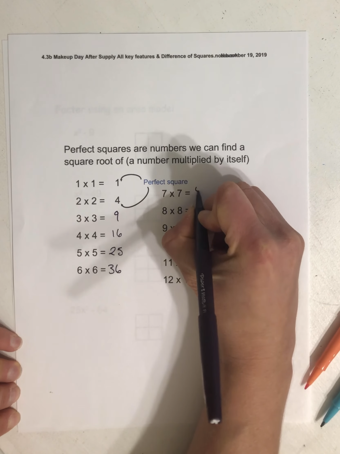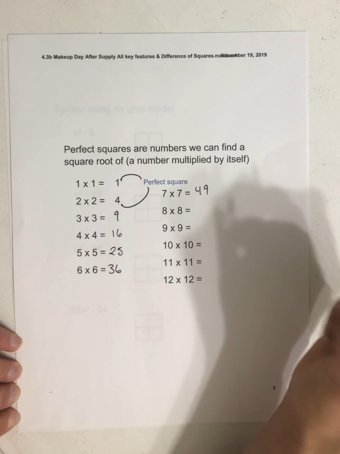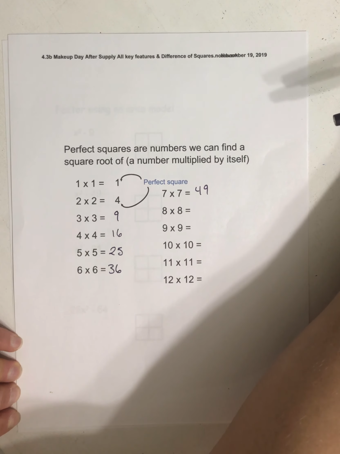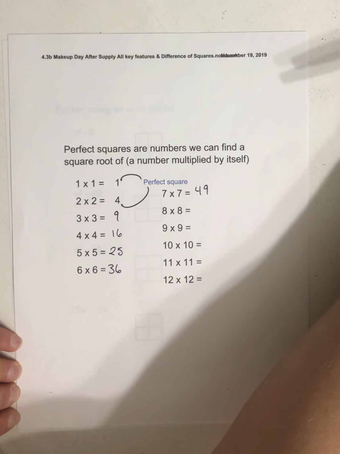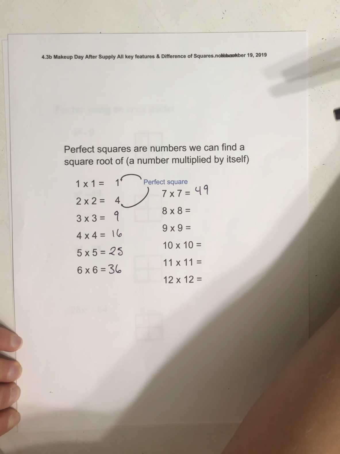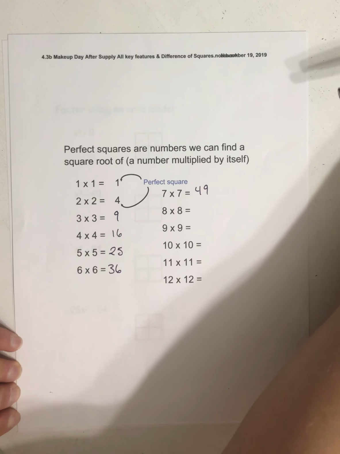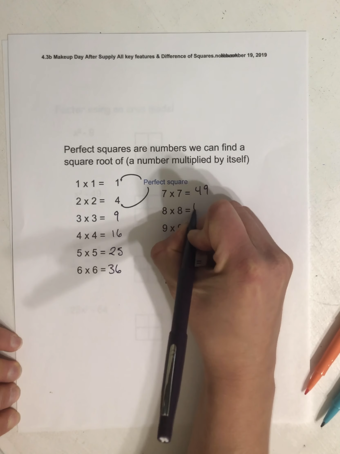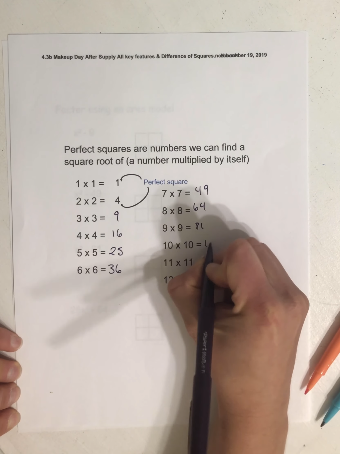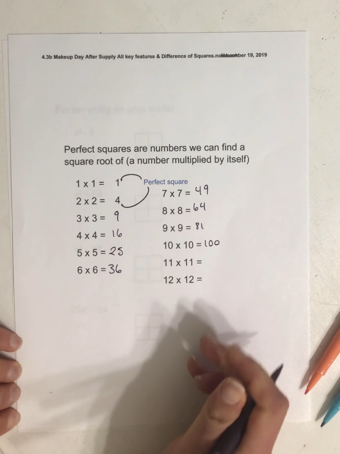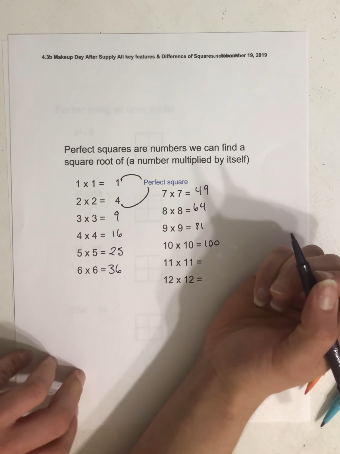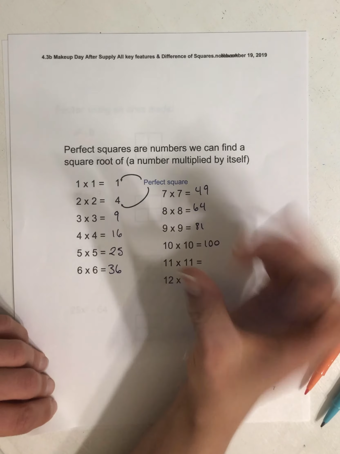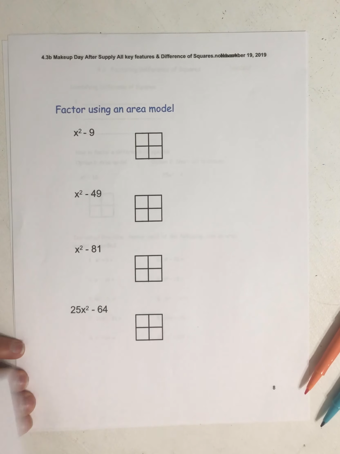36. 49. 64. Give me 2 seconds. This one is 81. I believe that's 64. We're going to go with it. 100, etc. Okay, so it's times itself. So it's just the number multiplied by itself. So that's something you need to note when we go to the next page.